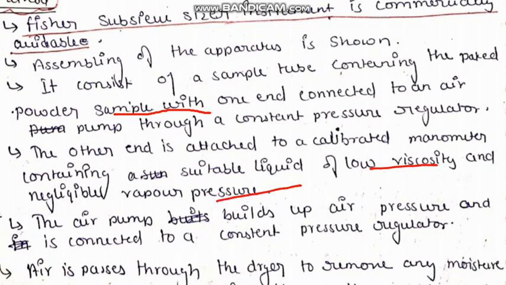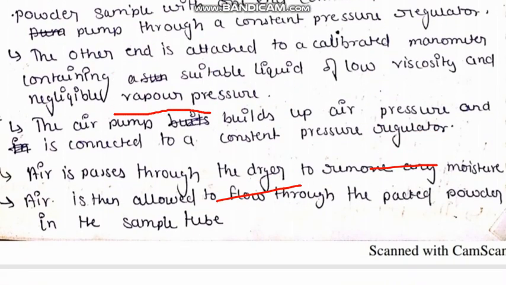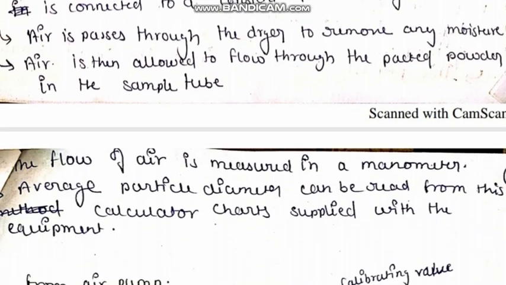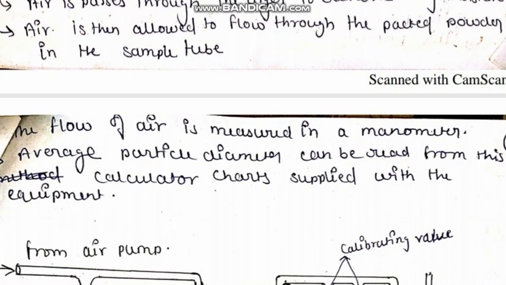The air pump builds up air pressure and is connected to a constant pressure regulator. Air is passed through the dryer to remove the moisture. Air is then allowed to flow through the packed powder in the sample tube. The flow of the air is measured in a manometer. Average particle diameter can be calculated, and a calculator chart is also supplied with the equipment.